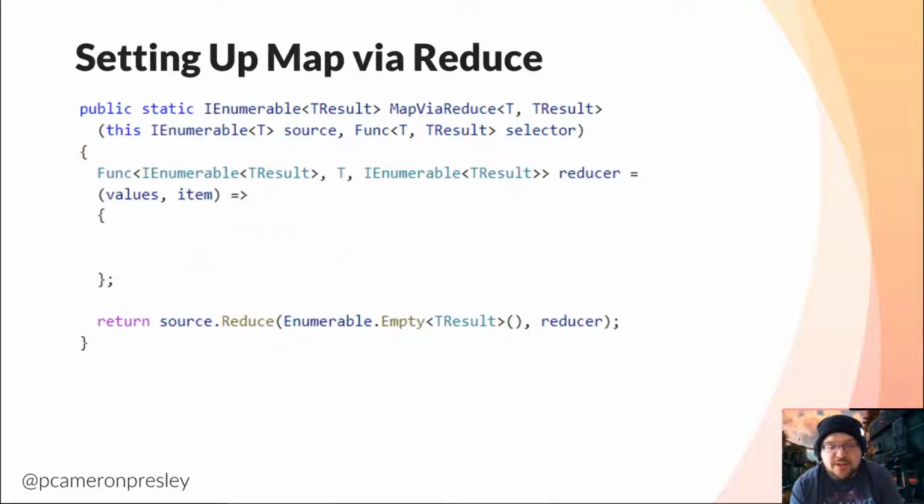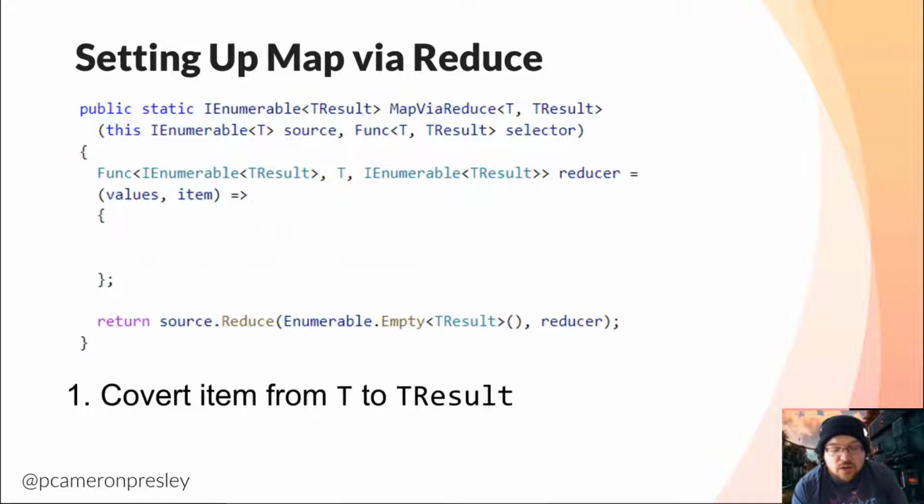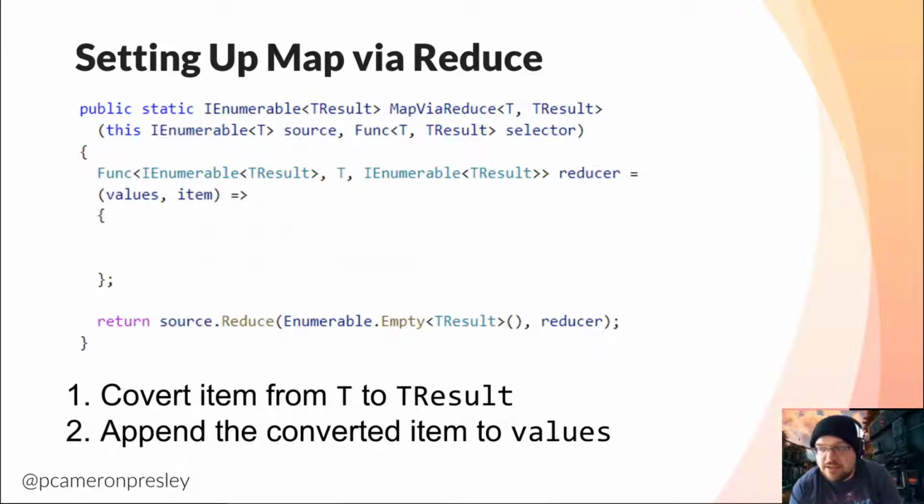So it's got to be a function that says, given an IEnumerable of TResult and a T, I need to give you back a new IEnumerable of TResult. And then we're going to call the first parameter values and the second parameter item. So if we can figure out the guts of the reducer function, we've got it. So we need to figure out a way to convert the item, which is currently of type T, to a TResult. And then once we've done that, we've got to append it to values.